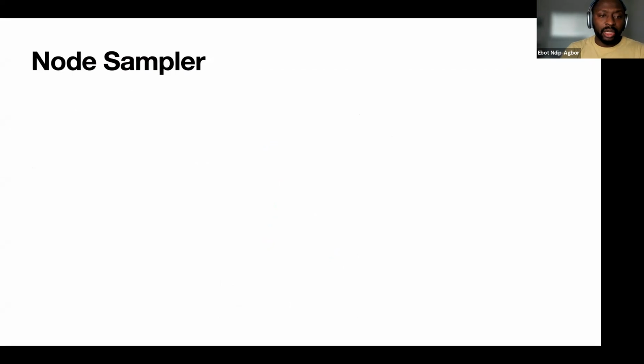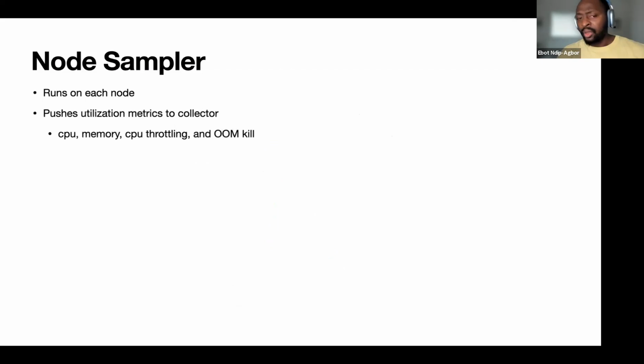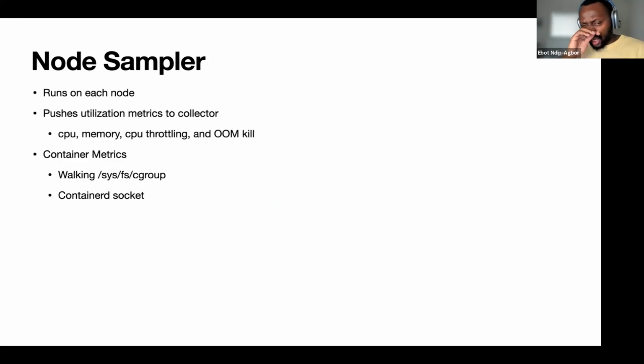All right, let's see if we can do this. So a little bit about the node sampler. It runs on every node. It pushes metrics to the collector. So you have metrics like CPU, memory, CPU throttling, OOM kills as well. And the first set of metrics it pushes would be the container metrics. You can get those by walking the sysfs cgroups. But it also supports getting metrics via the containerd socket if you have a pod runtime, like for Kata containers, where you can't get that by walking through the cgroups.